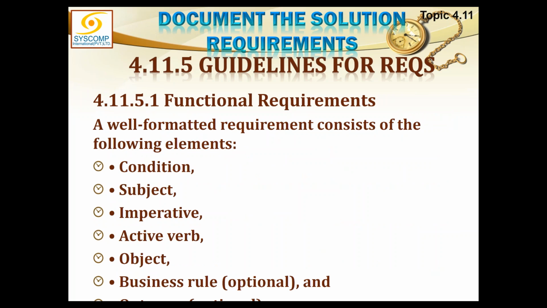Now let's look at the functional requirements. A well-formatted requirement consists of the following elements. The requirement statement should include what is the condition when this requirement is to be implemented, what is the subject of the requirement, what is imperative for this requirement, any active verb. Active verb is do this, construct a wall. So construct is an active verb. An object is the wall. Some business rule which can optionally be provided, and so is the outcome.